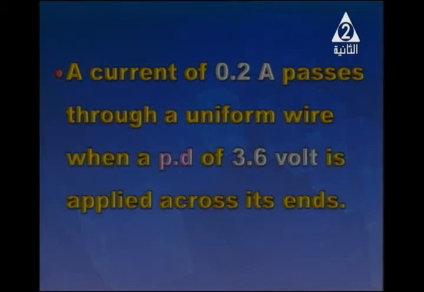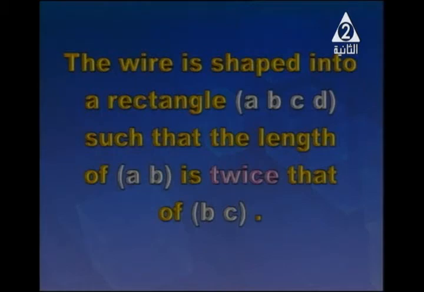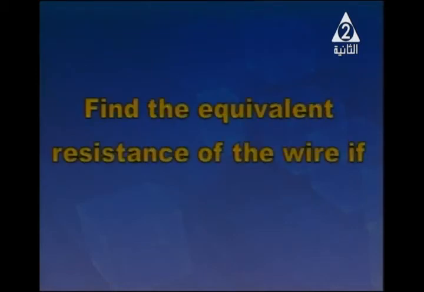A current of 0.2 amperes passes through a uniform wire when a potential difference of 3.6 volt is applied across its ends. The wire is shaped into a rectangle ABCD such that the length of AB is twice that of BC. Find the equivalent resistance of the wire.